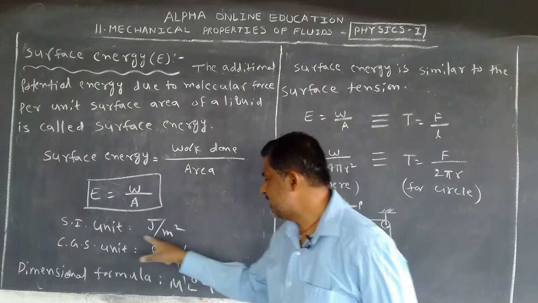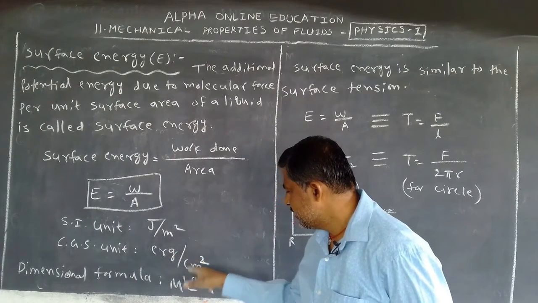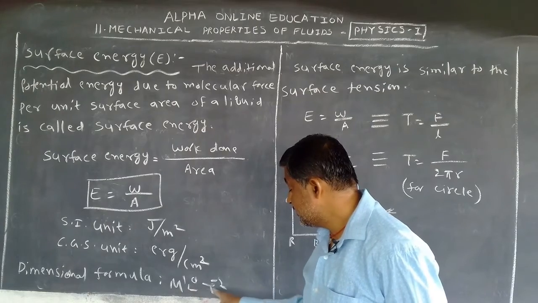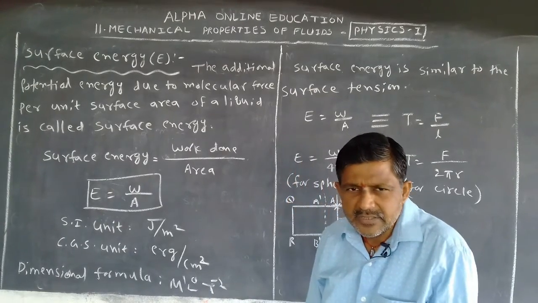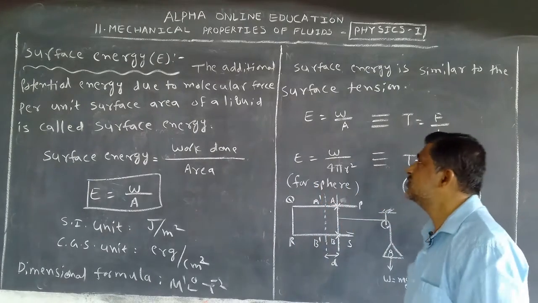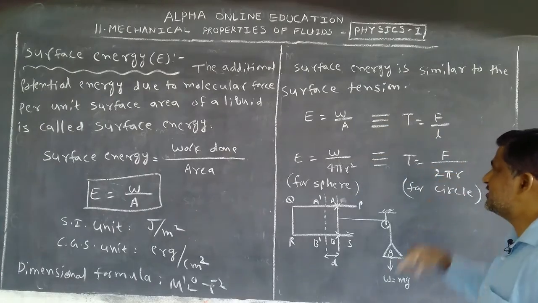SI unit, joule per meter square. CGS unit, erg per centimeter square. Dimensional formula M^1 L^0 T^-2, which is equal to surface tension. That's why surface energy is similar to the surface tension.